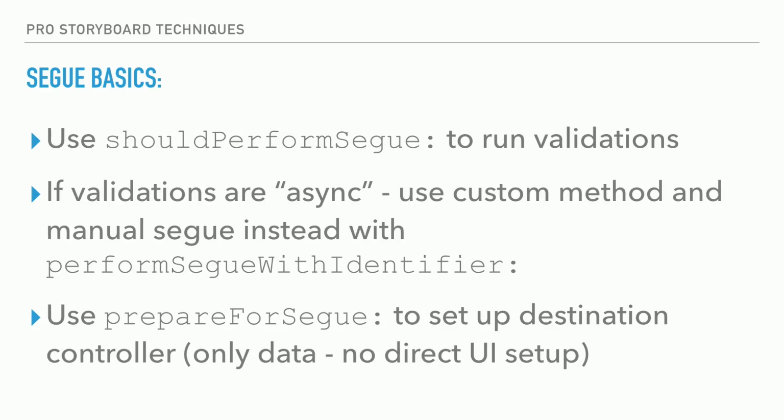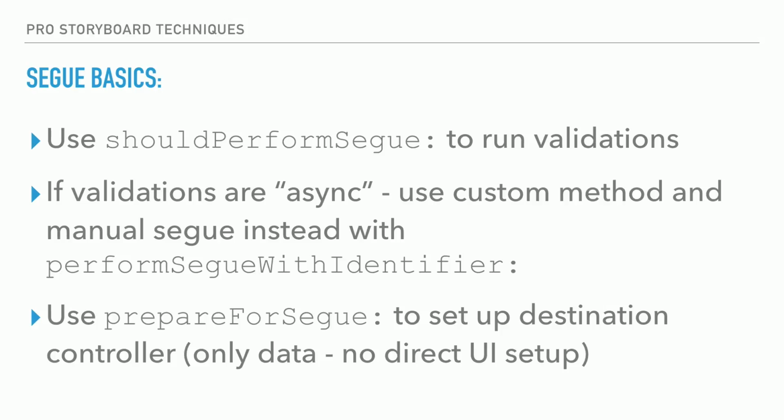What I suggest is just use a custom method for your action, from your button or whatever is moving you to the next screen, and then do a perform segue with an identifier. And that's just a manual segue. So then you can perform your validation. The user can answer the yes or no alert. And if they say yes, then you can use your manual segue that you've set up.